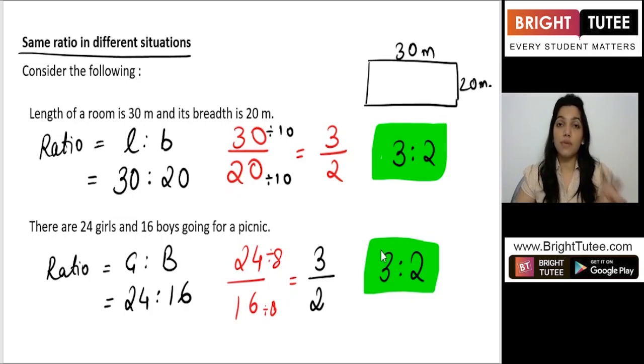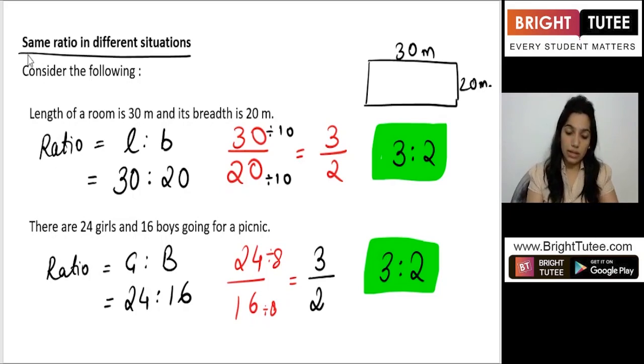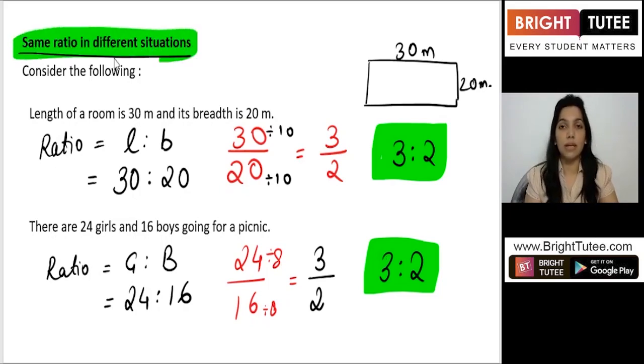In the first one, we are considering the length and the breadth of a particular room. Now, the second situation is about the number of girls to the boys who are going for a picnic. So what is it? It is showing us that you can represent different situations with the same given ratio. Okay, so what we learned? We learned that the same ratio in different situations can be made.